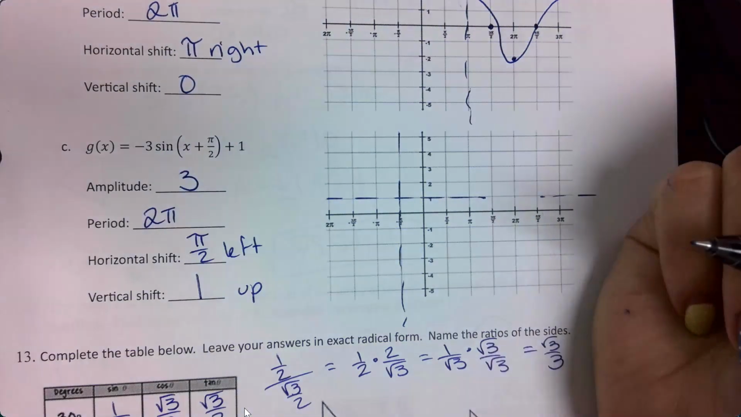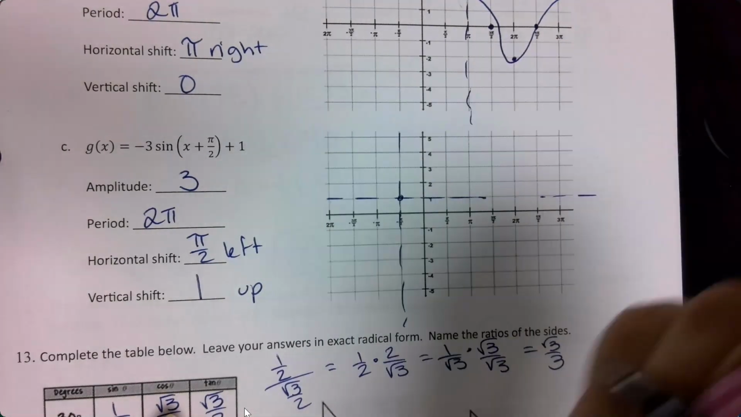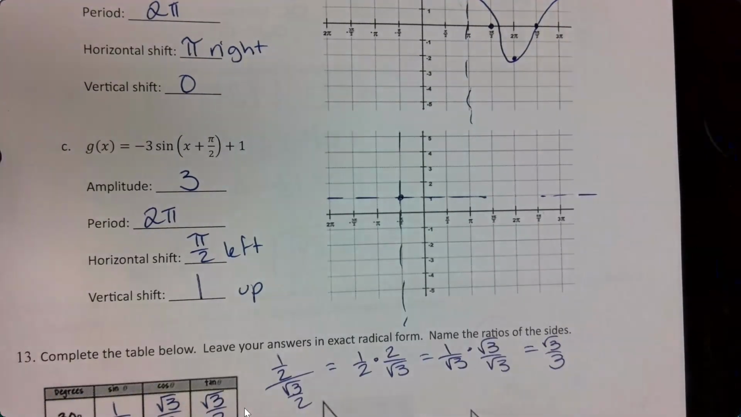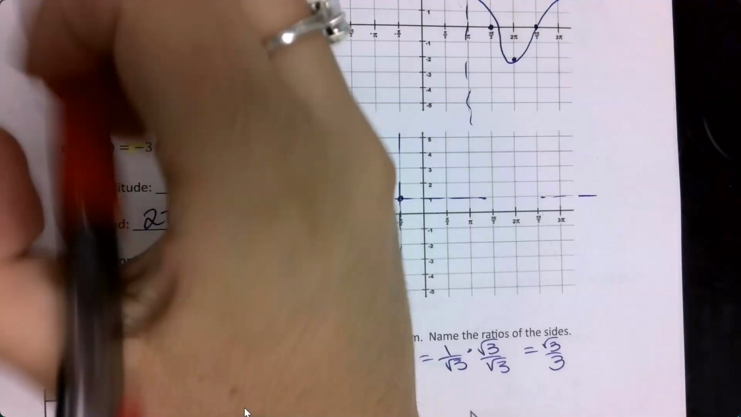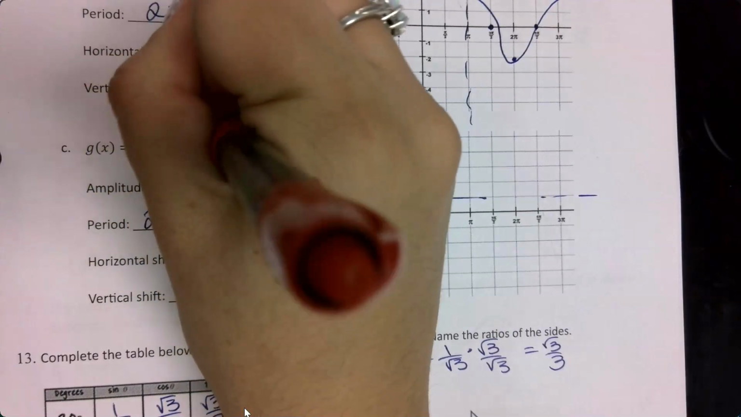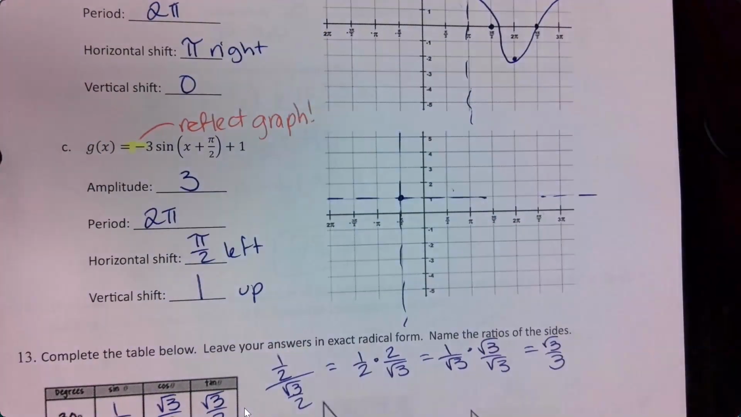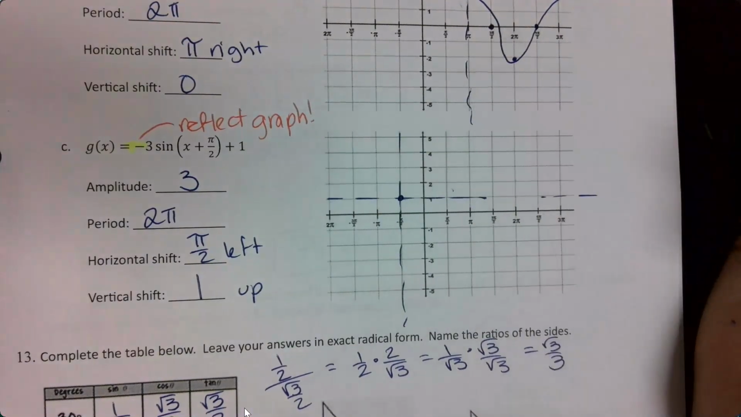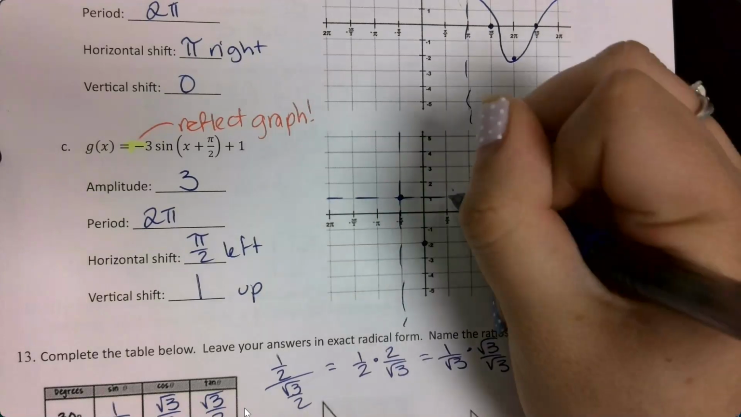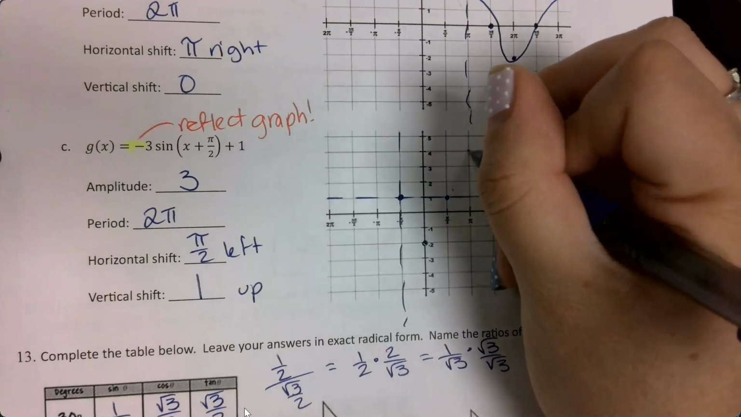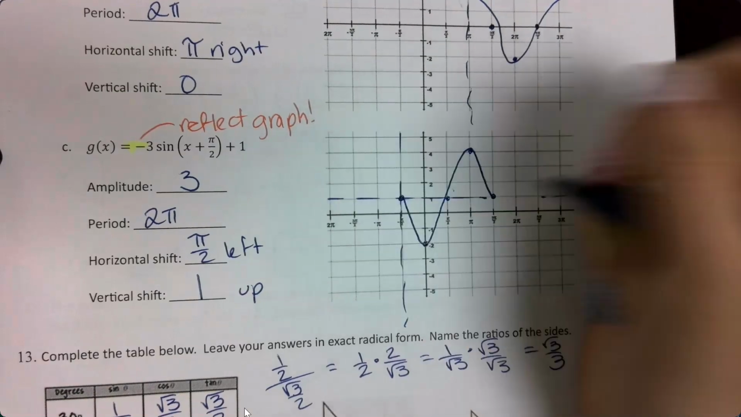This is sine, so it's going to start where those two lines are crossing, but I have this negative, so that means I want to reflect my graph. Instead of going up 3 from that point, I'm going to go down 3. I go back to my midline, then up 3, back to my midline. And then just like that.